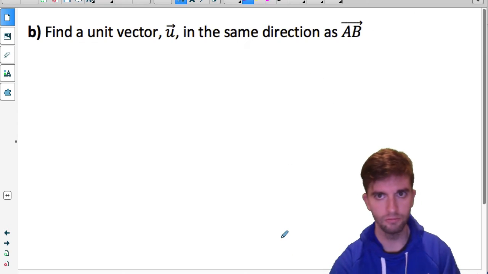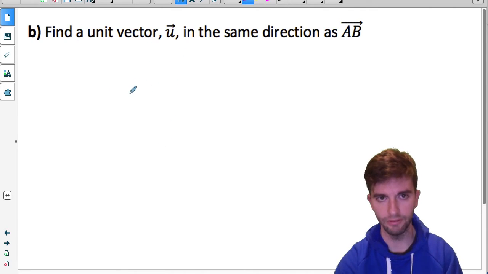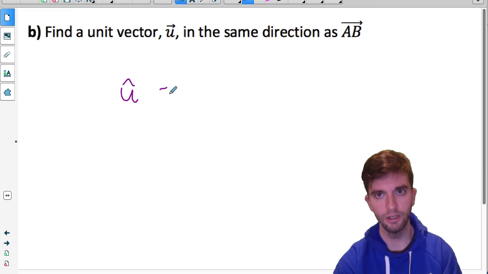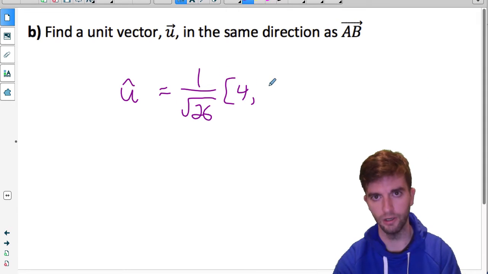How do we do that? We just multiply the vector by 1 over its magnitude. So a unit vector, we'll call that unit vector u, is equal to vector AB multiplied by 1 over its magnitude. So 1 over root 26 times vector AB, which was 4, 1, negative 3.